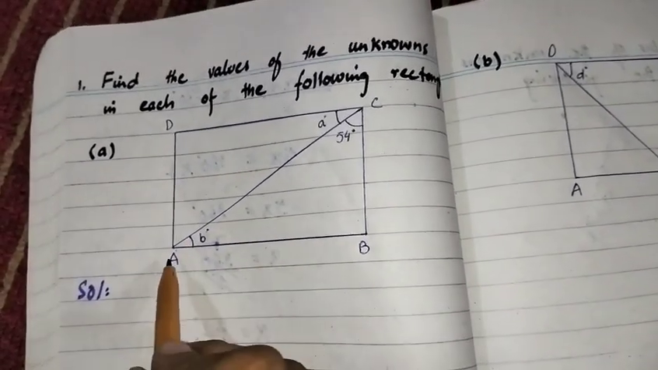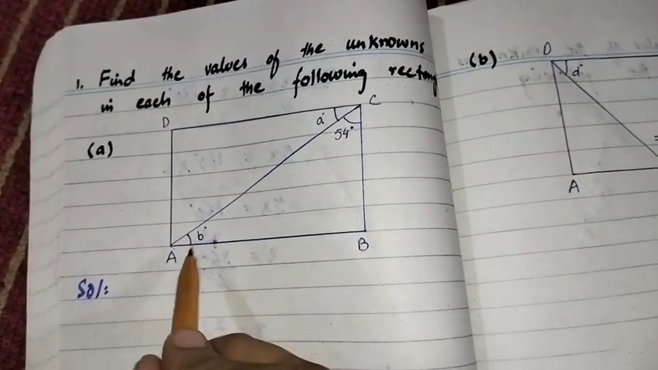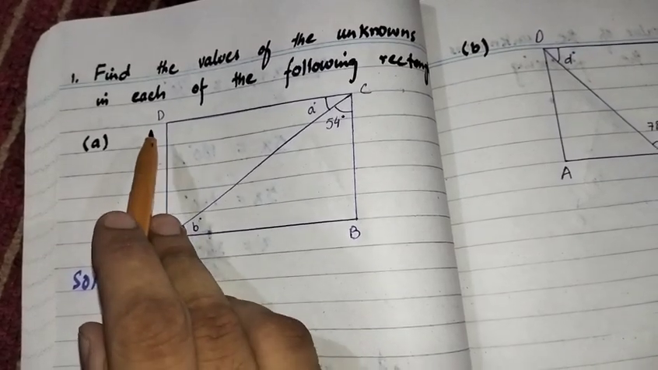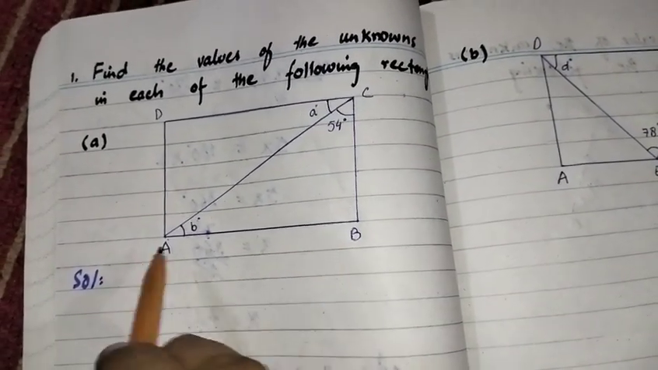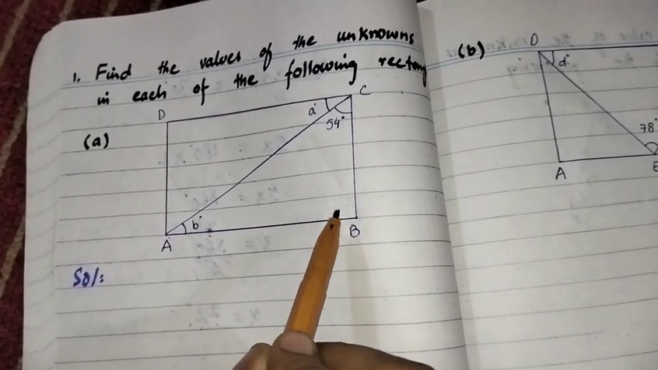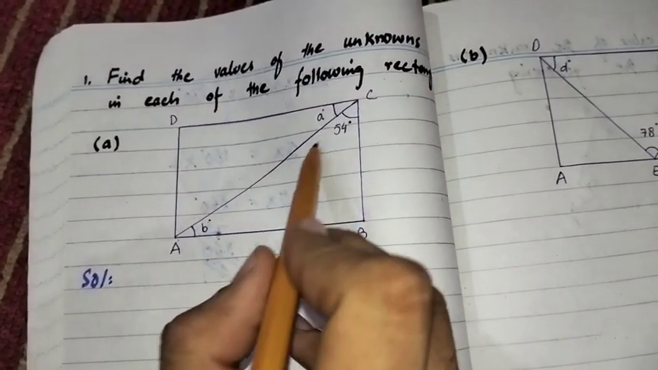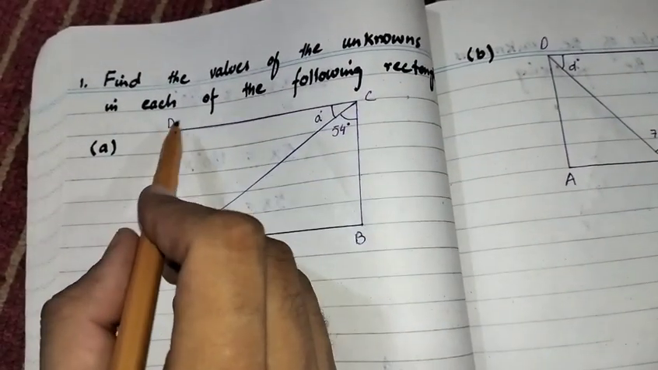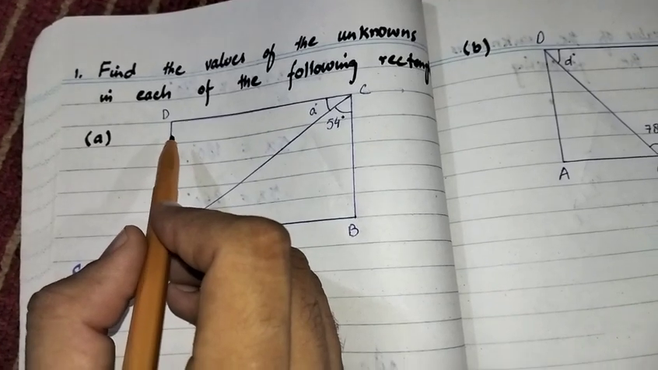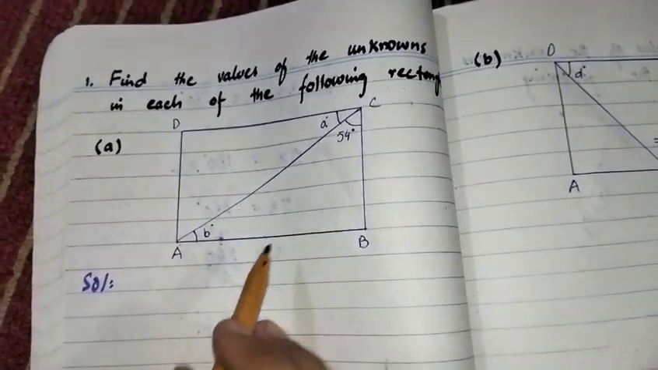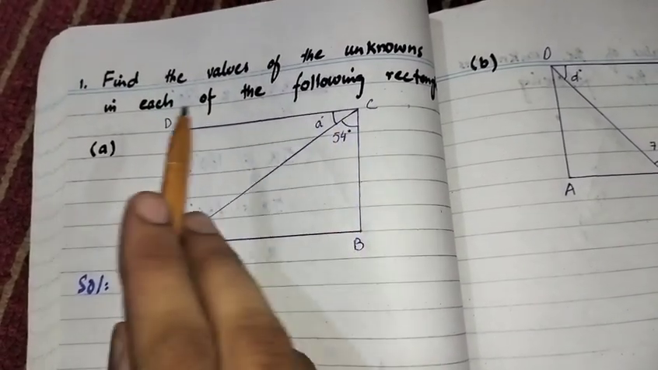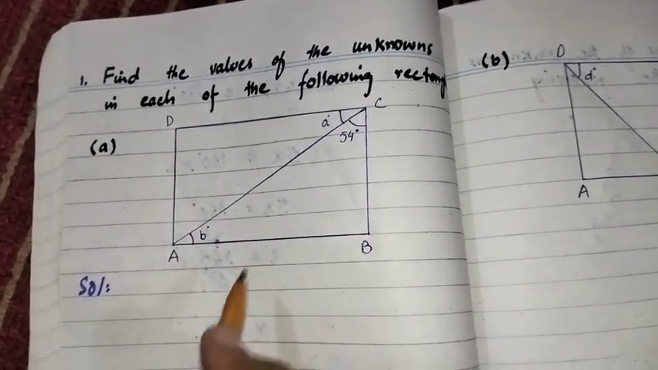In a rectangle, all the angles at A, B, C, D are 90 degrees. This complete angle DAB at A is 90 degrees, this is also 90 degrees, this is also 90 degrees. The complete angle BCD is 90 degrees, and this is also 90 degrees. So in the properties of a rectangle, the angles at point A, at point B, at point C, at point D will be 90 degrees.